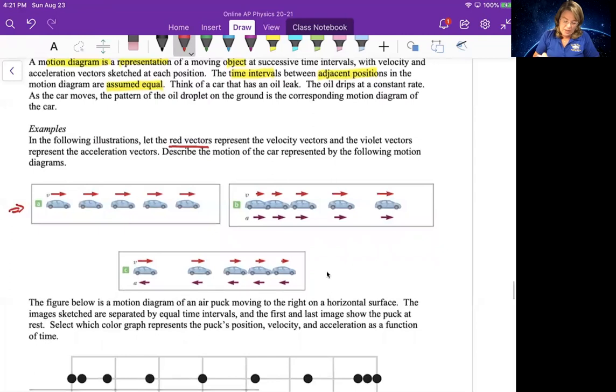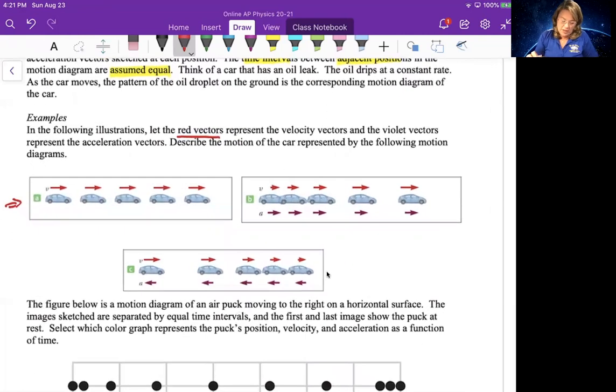Let's look at picture A, which I have started pointing at in red. The red vectors represent the velocity, and then violet, they call it, is going to represent the acceleration. So let's draw a dot for each location of this car in picture A. I want you to notice that the distance between each one of those dots is the same. And again, what do we know about the time intervals? The time intervals are equal between the dots, and that was the key point.